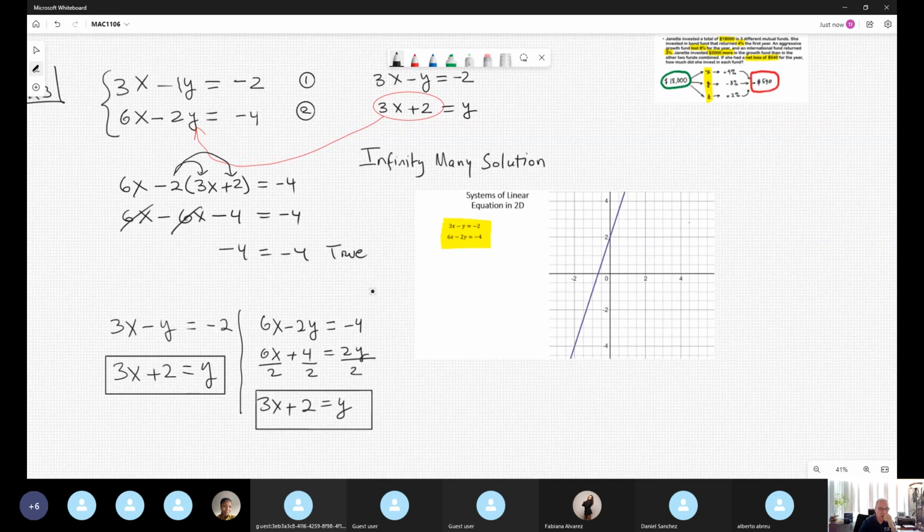Another way to see it: suppose that you take equation 1 and you multiply the entire equation by 2. 2 times 3 is 6, 2 times -1 is -2, and 2 times -2 is -4, and you obtain exactly the same equation 2. So this equation is the same equation. It does not add extra information. That is the reason that they are linearly dependent. This is the case where we have infinitely many solutions. Okay? I suppose that you understand.